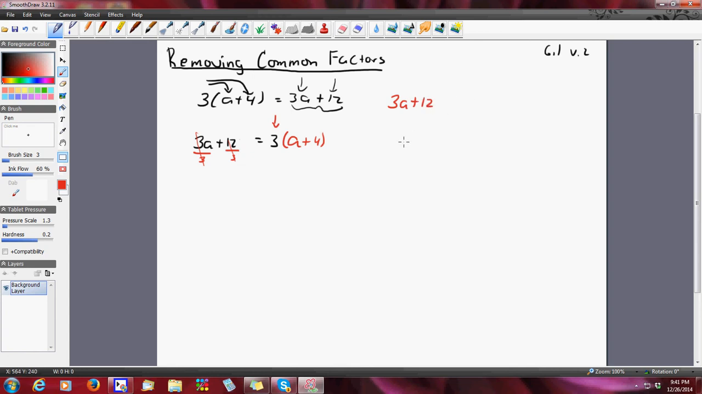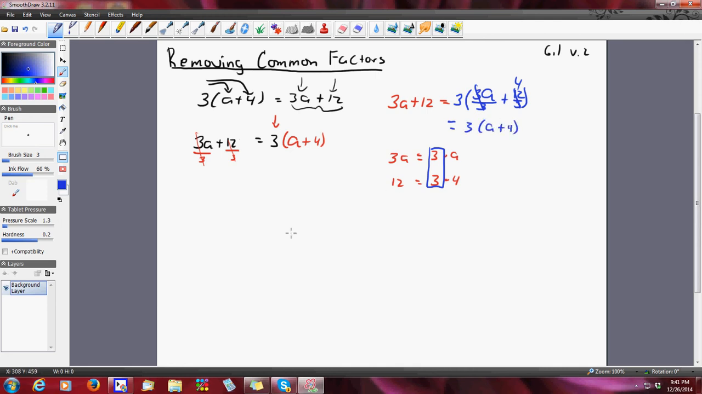3a plus 12. What you can do is say, all right, what are my factors of 3a? It's 3 and a. And 12 is really 3 times 4. So now I say, all right, what am I going to remove? I'm going to remove my 3. What do I have remaining? I have 3a over 3, which gives me a, plus 12 over 3, which is really 4. And so your answer is 3 times a plus 4.